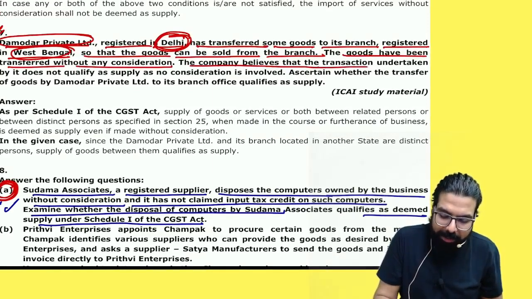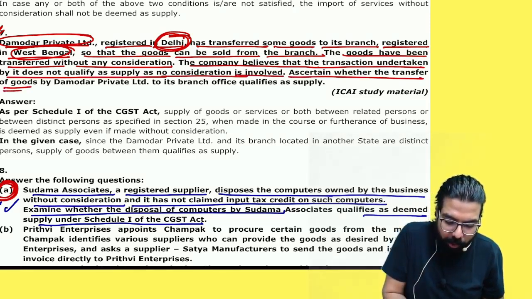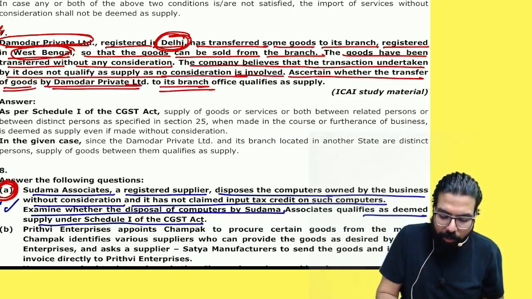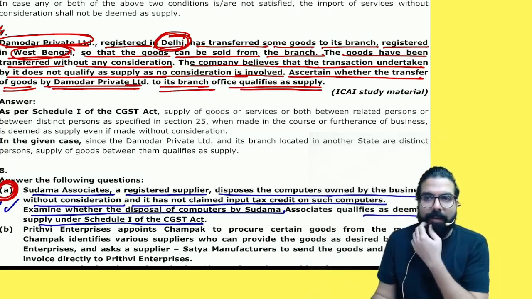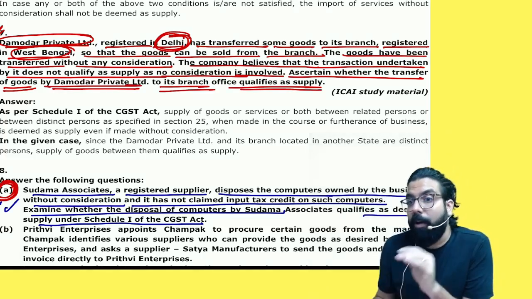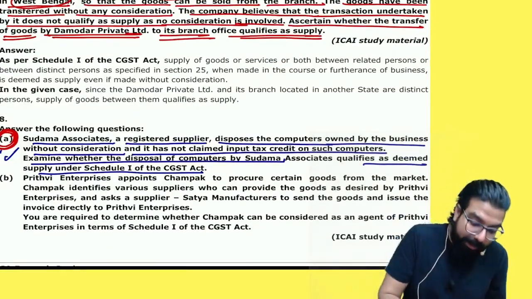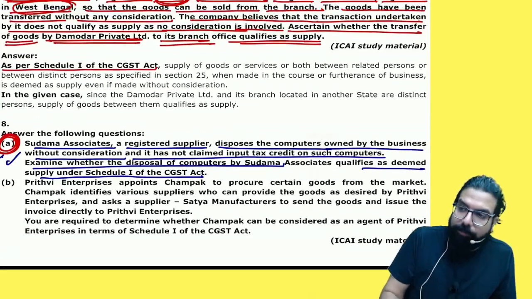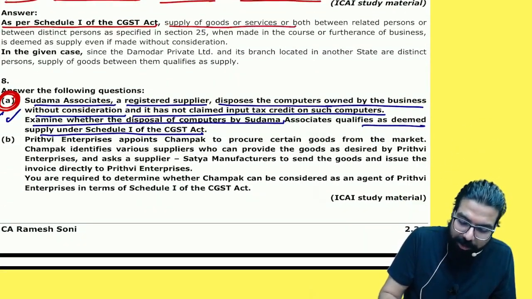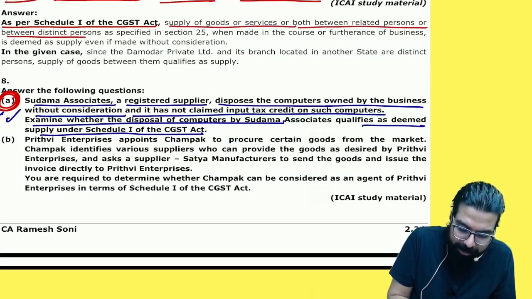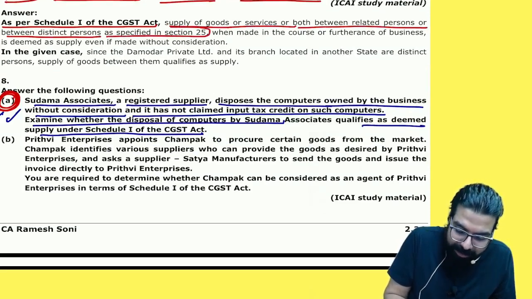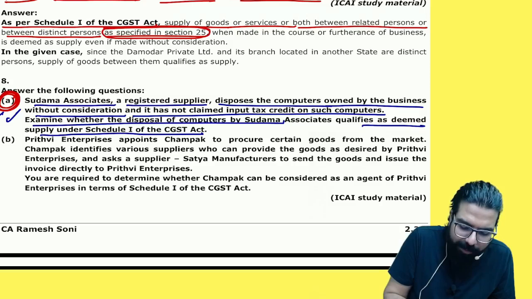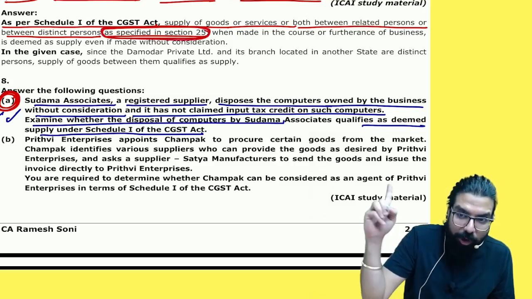The company believes that the transaction undertaken does not qualify as supply as no consideration is ascertained. Whether the transfer of goods by Damodar to its branch qualifies as supply. Does it qualify as supply? Yes. But your answer can't be just yes. Your answer first had to write the law. See. As per Schedule 1, supply of goods or service or both between related person or between distinct persons as specified in section number 25. Where is distinct person told everyone? Section 25. Did I show you?